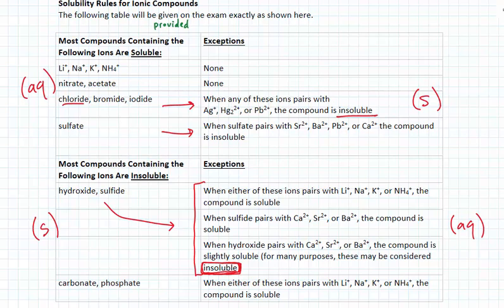We have to put that there for a couple of reasons. We might talk later on about that. But for instance, hydroxide paired with calcium, we're going to call that insoluble for now.